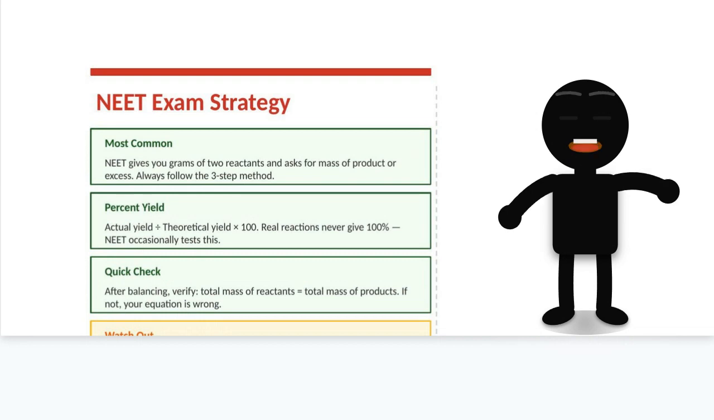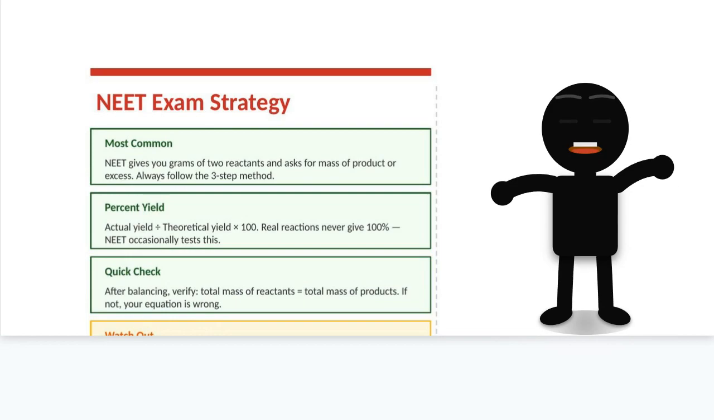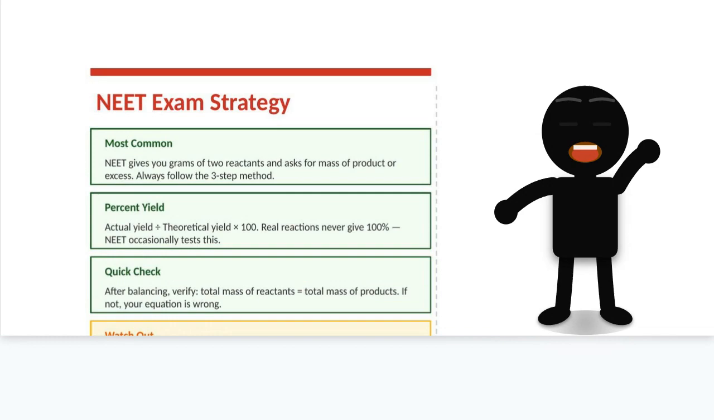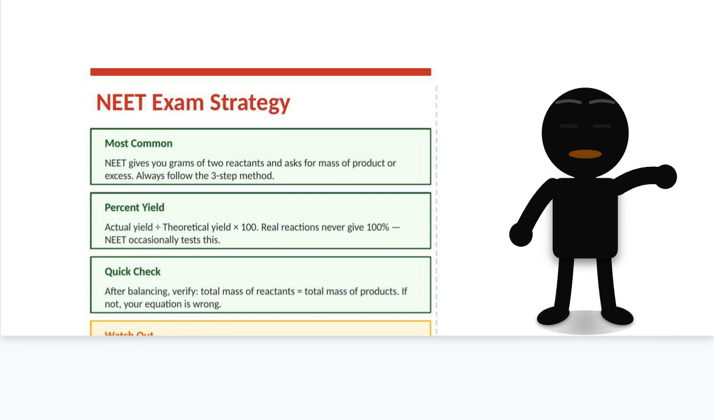Here are your focused NET tips for stoichiometry. The most common question type gives you masses of 2 reactants and asks either how much product forms or how much of one reactant is left over. Follow the 3-step method every time: moles, divide by coefficient, compare.